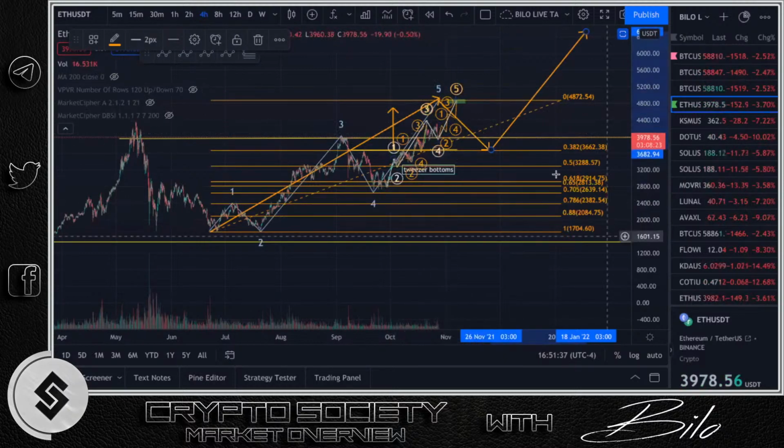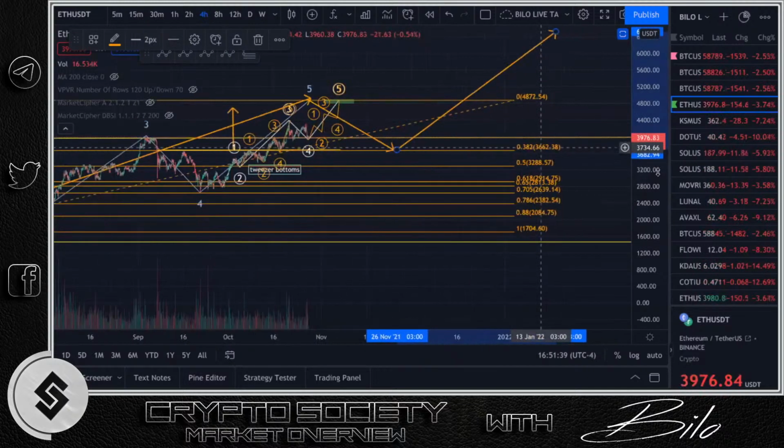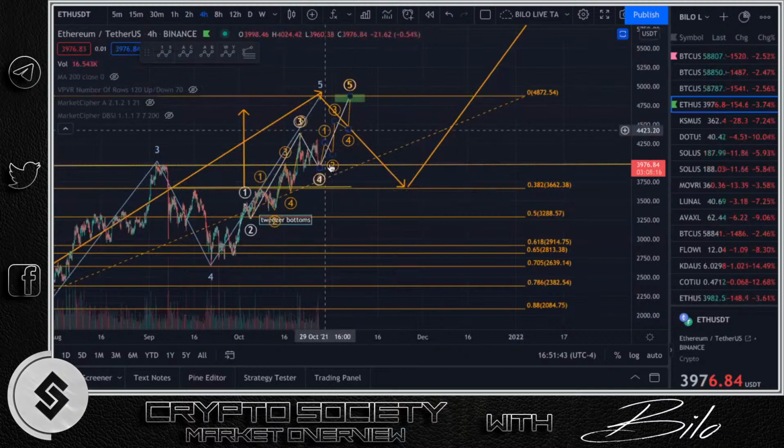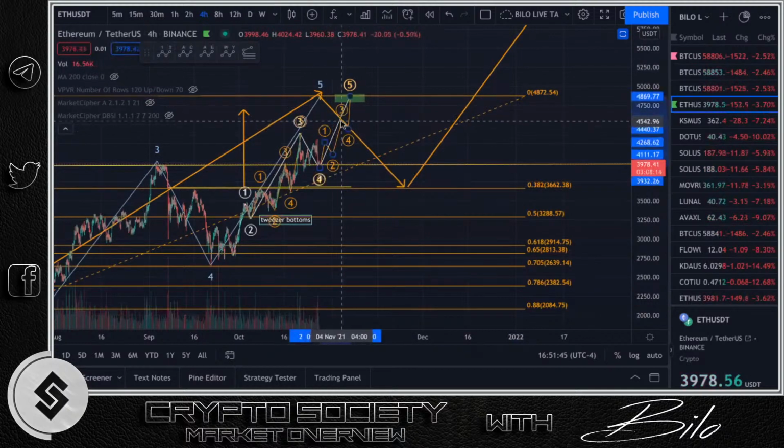Right now, I'm interested in zooming in and what happens here. This is what I'm interested in. What's happening here? That's my next point of interest.